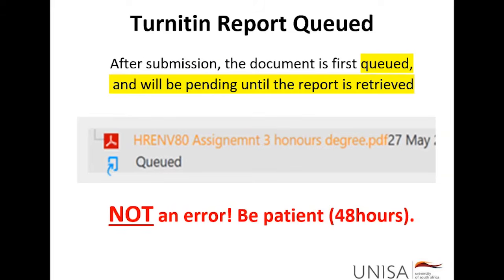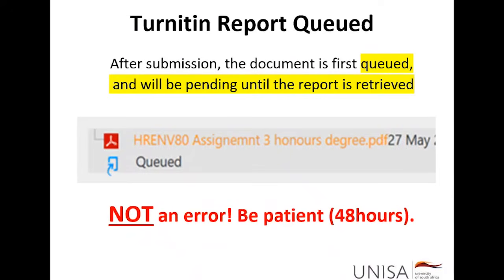As long as your work is submitted and it says queued, you need to be patient, as this can take up to 48 hours, and this is not an error. If it says queued, it means it is in progress. It's on its way to Turnitin. We've not received your submission yet. It means that UNISA has put this into a queue to go to Turnitin for processing. It should not, however, queue longer than 48 hours.